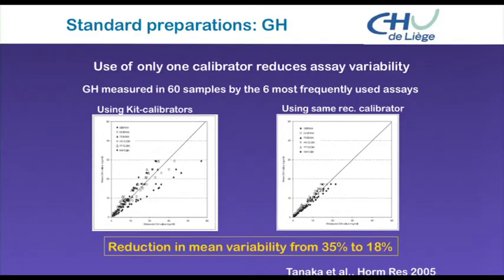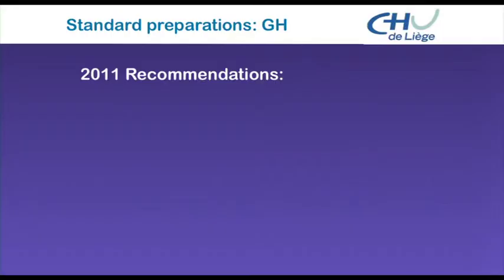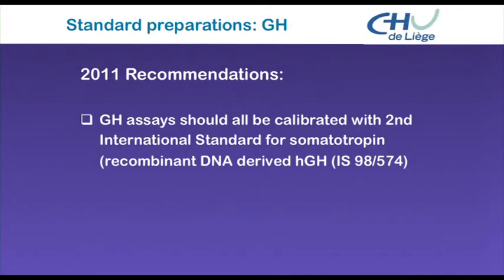All these kits, this is a paper published in 2005, but you will see the results now. All these kits here have been calibrated against all the different standards. But if we use one single standard, you reduce dramatically the variation between the kits, compared with using all 4 standards together. So definitely we should use one single standard, and this standard is the IS 98/574. Sorry. So this standard should be used to calibrate all the kits of GH, just to reduce the variation linked to different preparations of international standard.